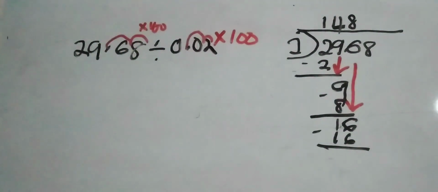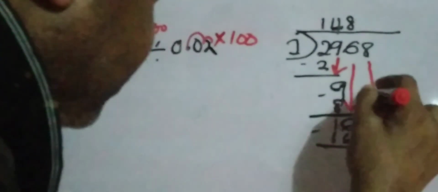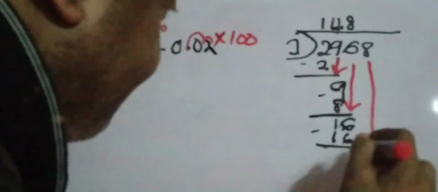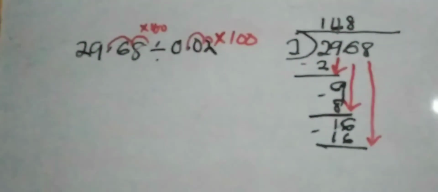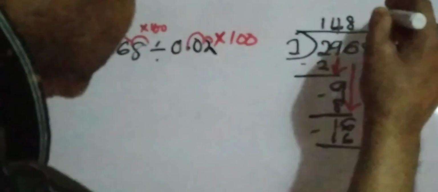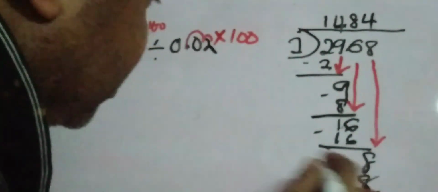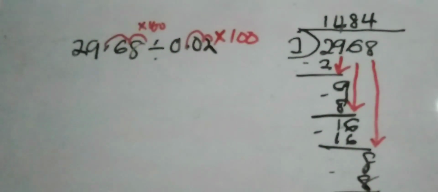Subtract. Then we have one number to bring down, that is the 8. So we're going to bring the 8 down. So we're going to have the 8 here. So we're going to say 28, that goes 4 times, 2 4s, 8. So we are done because there's nothing else to bring down. So our answer is 1,484.